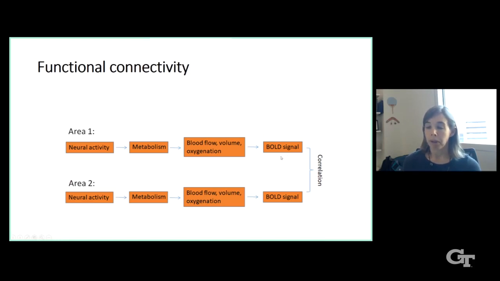So we've got that from one area, and we've got that from the other area. If the MRI signals from these two areas are coordinated or correlated, we usually use Pearson's correlation to measure this. There are other techniques, but they give similar results. If those signals are correlated, it implies that the neural activity in these areas might also be correlated, and that these areas are communicating with each other to somehow coordinate their activity. And so people refer to that as functional connectivity.